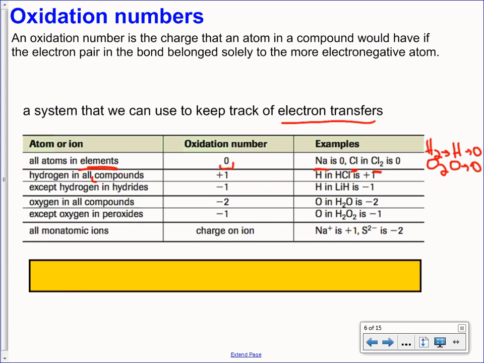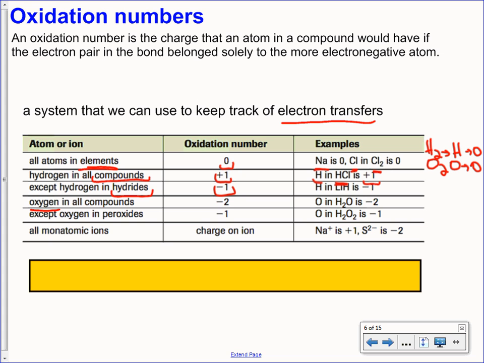Hydrogen in all compounds is always going to have an oxidation number of +1. So, for example, in hydrochloric acid, hydrogen will always have an oxidation number of +1. The only exception for this is hydrogen in hydrides. In this case, it will have an oxidation number of -1.